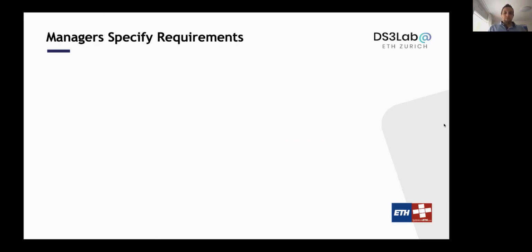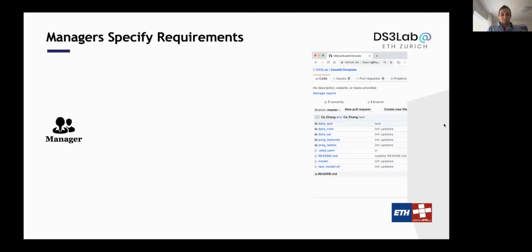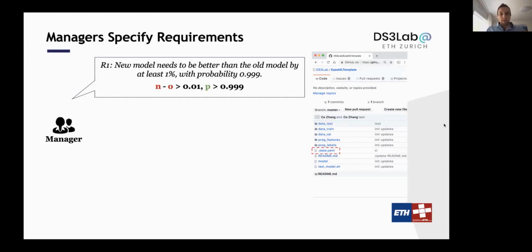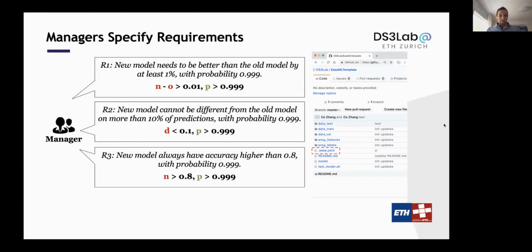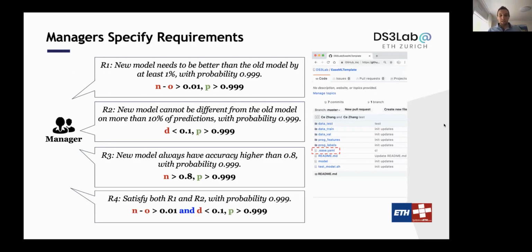Now, as I said, the managers need to specify the requirements. And in Ease.ML CI, we have the possibility to provide a rich set of different requirements. So one typical requirement is to require a new model to be better than the old model, otherwise you don't want to replace it, by, let's say here, 1% with high probability. Now, in order to prevent failures in production, we can also bound the number of differences in predictions we want to allow between the new and the old model. We can also have the condition from before, which is a very simple one, where we don't care about the active model in production. We just require the new one to be better than 0.8. And finally, we also allow for arbitrary combinations of requirements, making more complex ones like the one we show here on the bottom.